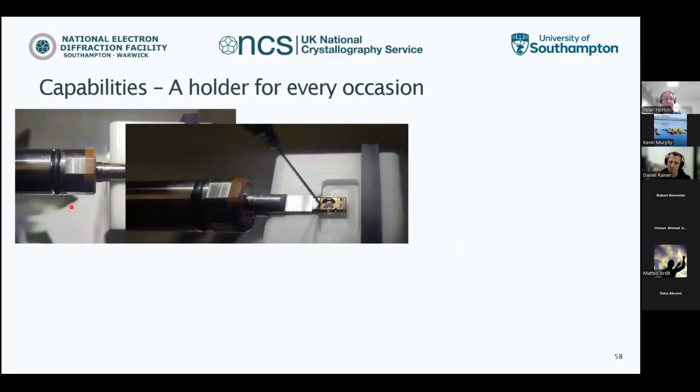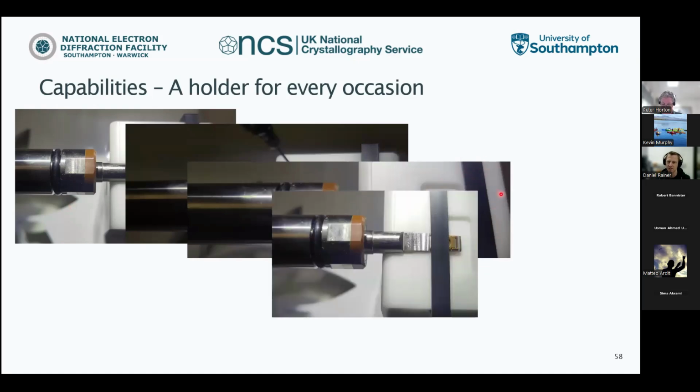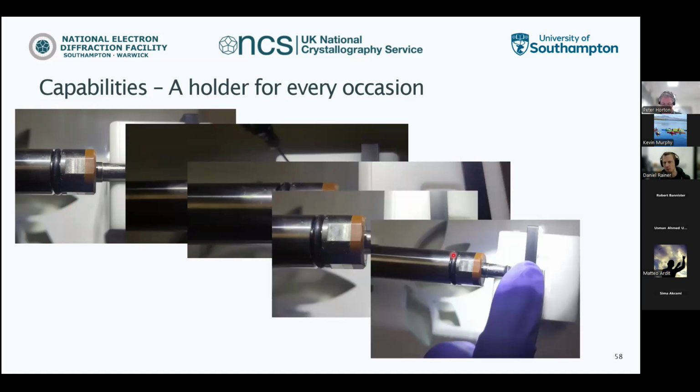So again, it's the same clamping mechanism. It can be opened, a grid can be placed in, and then we will close it. So we close the clamp and use this. It's just a plastic slider. Slide this on top and then just press down. So this is quite easy to do.